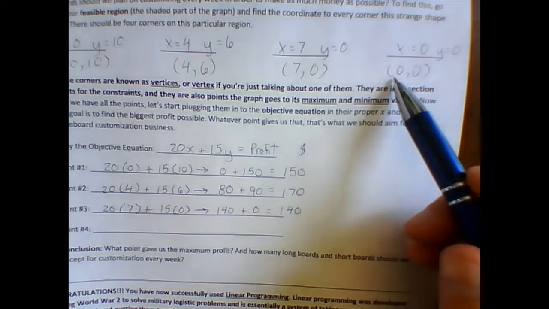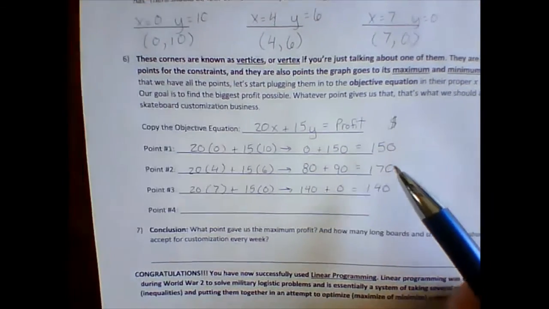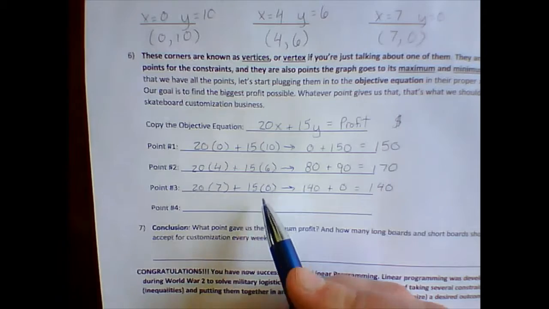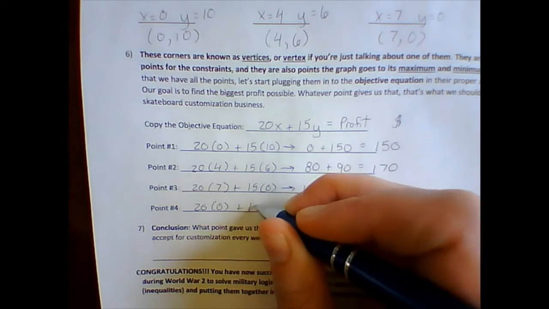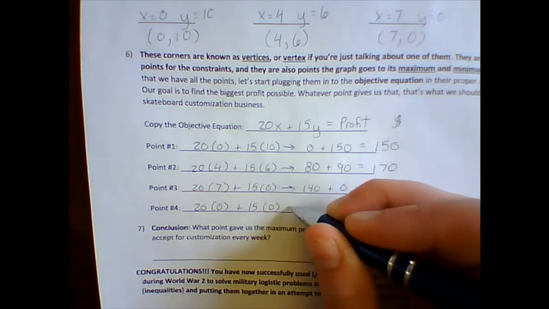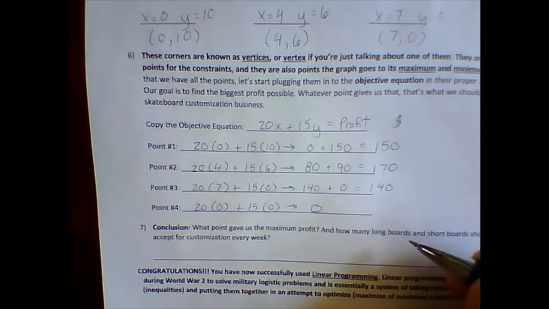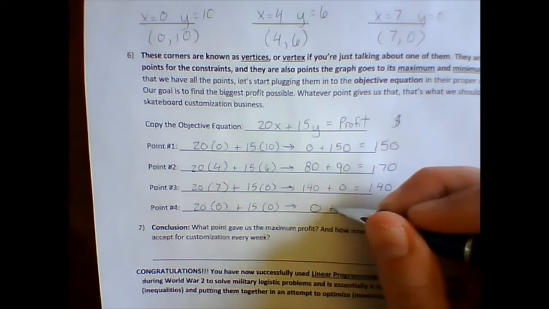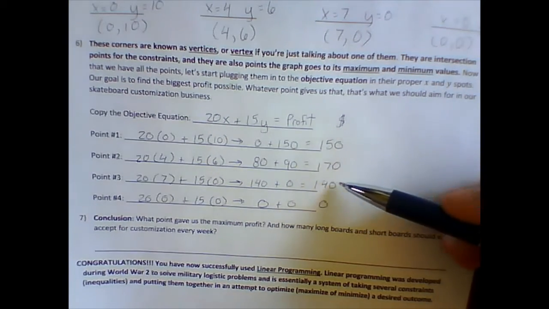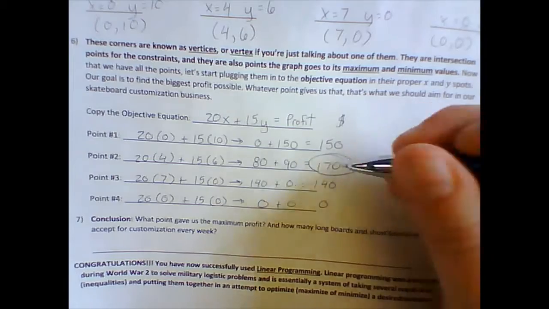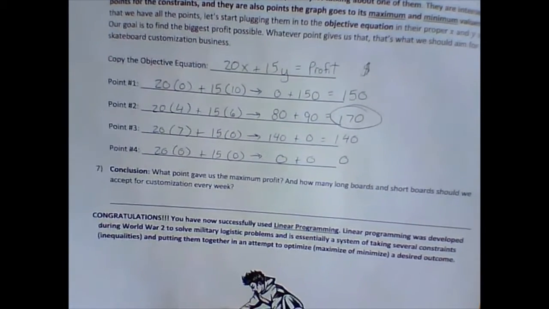And then this, the origin is almost always the minimized corner. So at the origin, if everything is 0, 20 times 0 is going to be nothing. 15 times 0 is nothing. If you add them together, we'll show you that it's still nothing. That's the minimized corner. So you can minimize your profit, but we want to maximize it. So we want the $170.